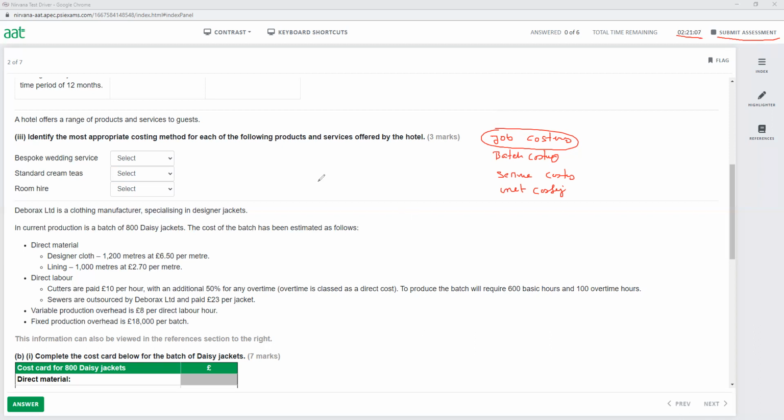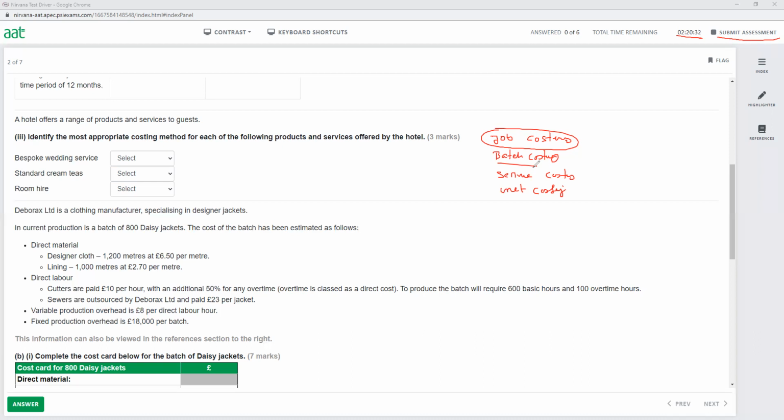The next one is batch costing. Batch costing is all about when you make many identical products at the same time. For example, if we make pens, calculators, cups, or computers, we don't make only one, we make a lot at the same time. For example, we make 10,000 pens, 10,000 papers, 10,000 pieces of stationery.